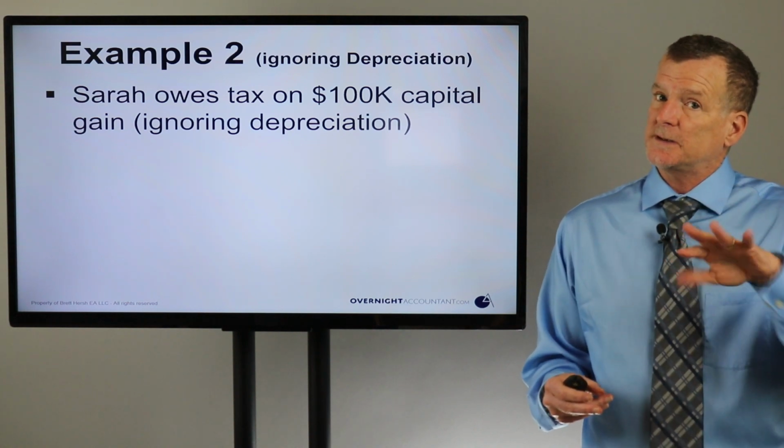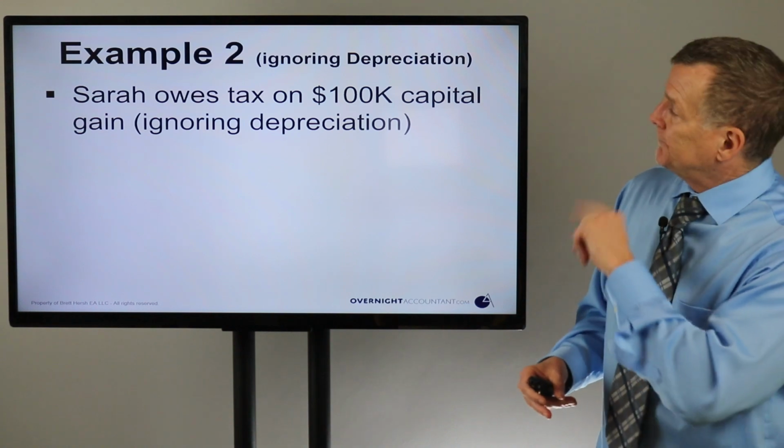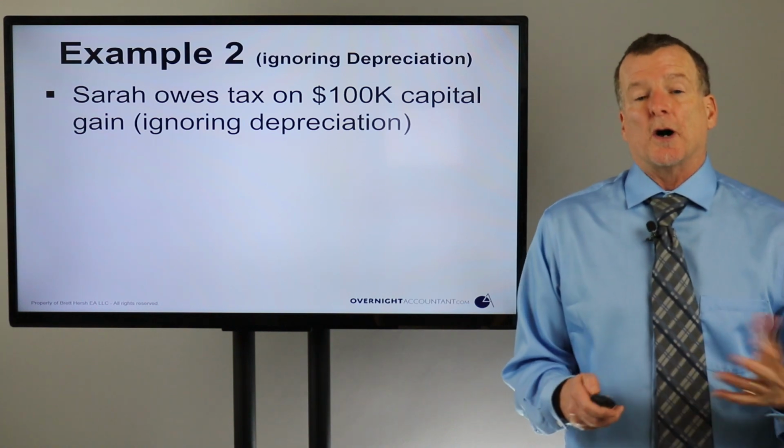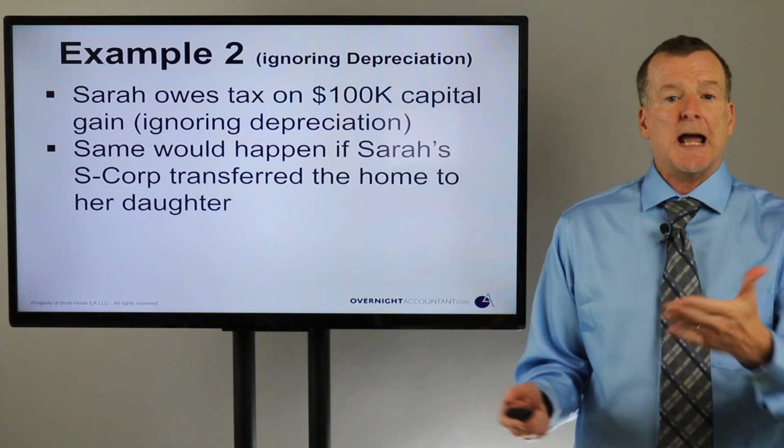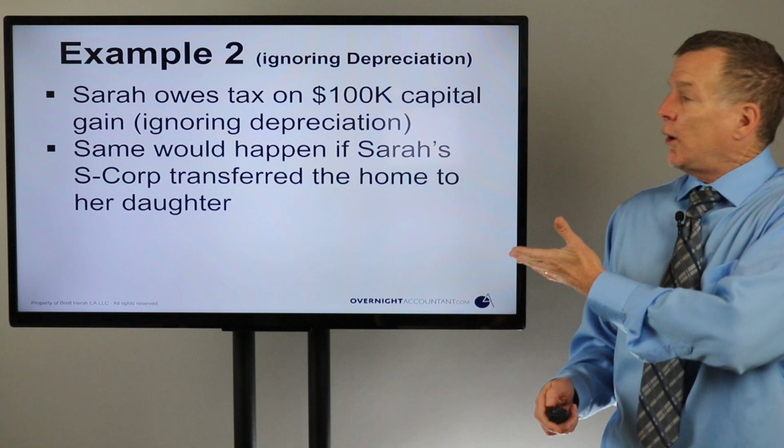Sarah is going to owe tax, capital gain income, ignoring depreciation, probably more than that because it's what's called recapture, which I'm not discussing here. Not yet. So she's going to owe taxes on a $100,000 capital gain, and she took what she thought was her property.